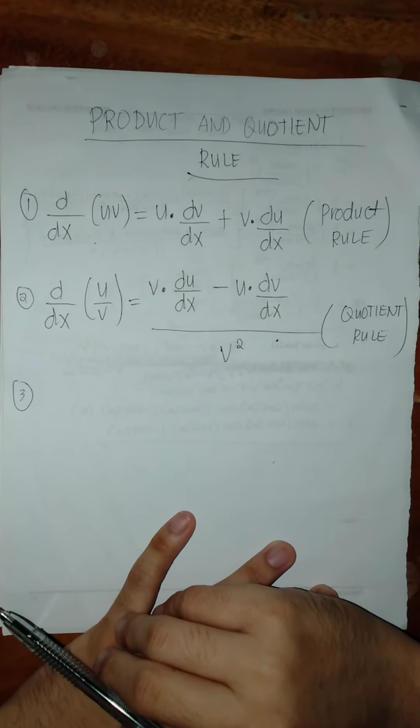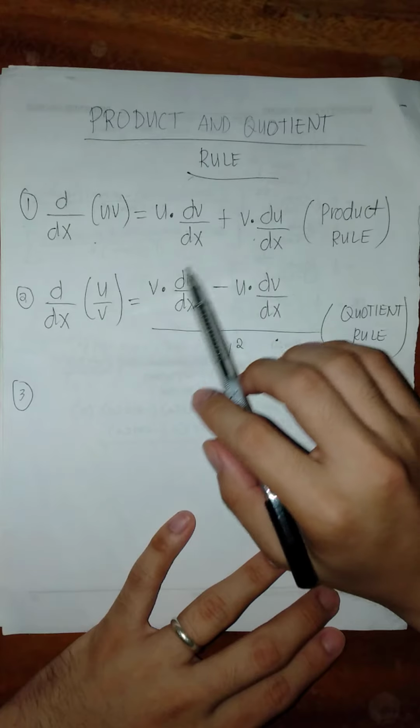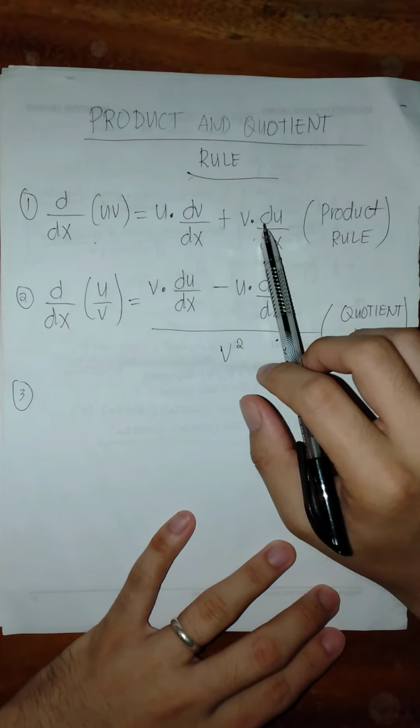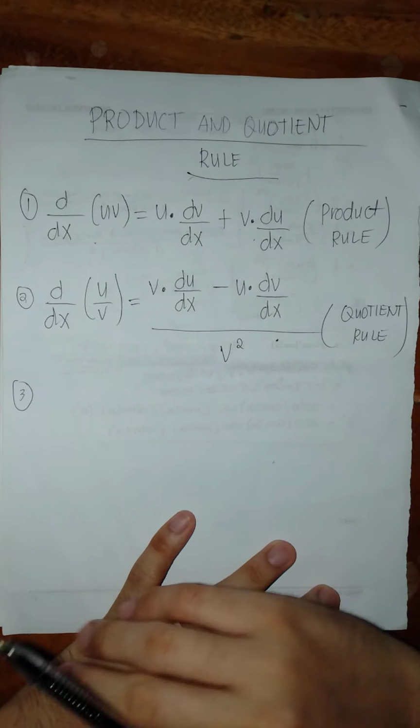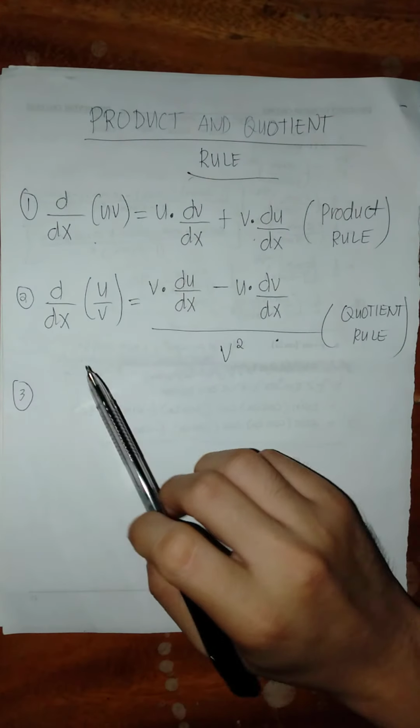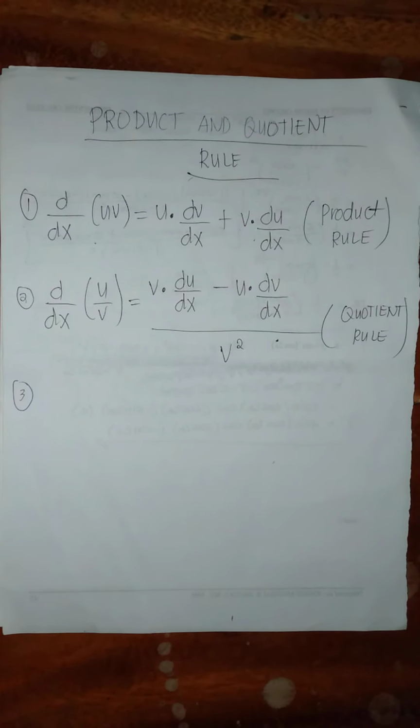So, clear? Tanong, sir, pwede ba magkabaliktad yan? Kaya unahin ko yung v. Pwede yan, kasi addition naman yan, so walang problema. Okay? How about the second one, which is the quotient rule?